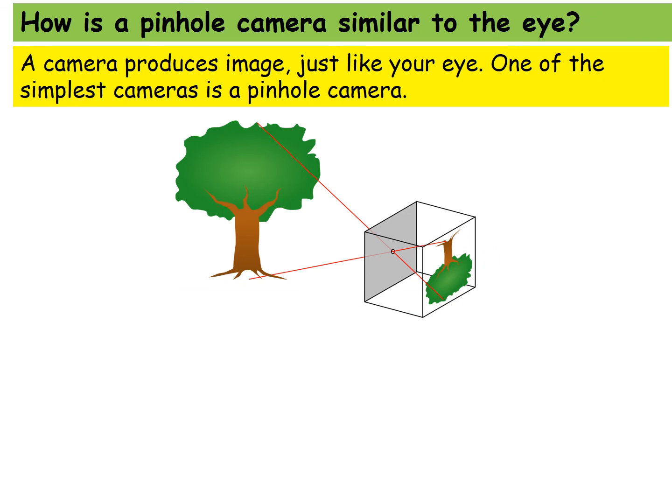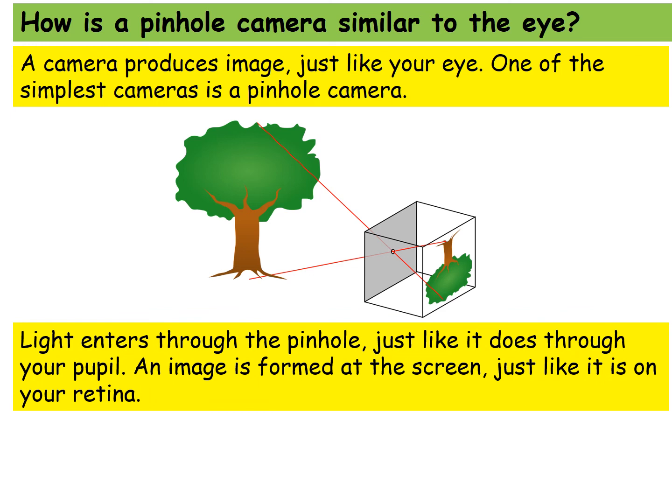So, how is a pinhole camera similar to the eye? Jumping right back to that starter question at the start of the lesson, we were looking at how a pinhole camera is similar to the eye. Well, a camera produces an image exactly like your eye. It's one of the simplest cameras, a pinhole camera. Okay, the light enters a pinhole just like it does to your pupil, and then an image is formed at the screen, just like it is on your retina. You're actually going to get a chance next week in lesson 1 to make a pinhole camera. I'll go into a lot more detail in that lesson on how to make a pinhole camera.